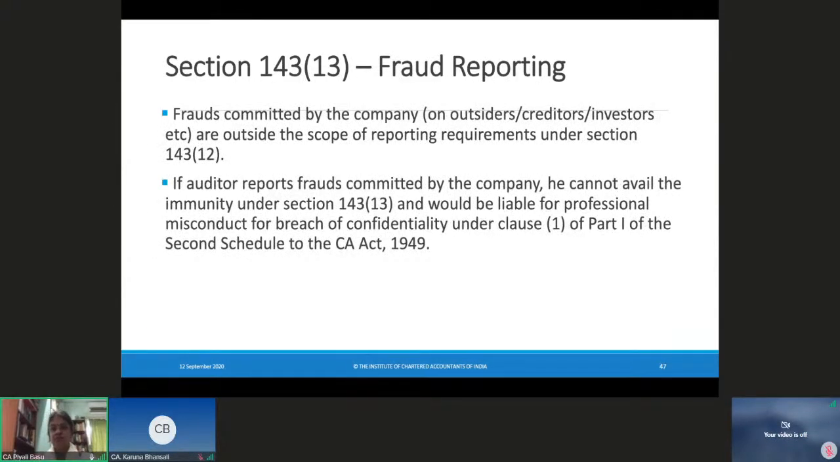Read these together: if it has been perpetrated by the company on outsiders, you need not report it. But if you forgot this and hence disclosed the information to someone outside, say to the central government, and reported that as a fraud committed by the company on outsiders, giving all the detailed information about it, and the company then comes back on you that it is a misconduct under breach of confidentiality, yes, you will be guilty of misconduct. We can't get immunity under that. Keep that in mind, please.